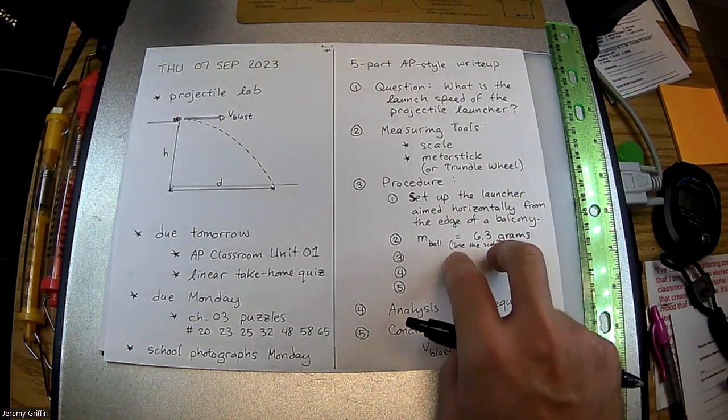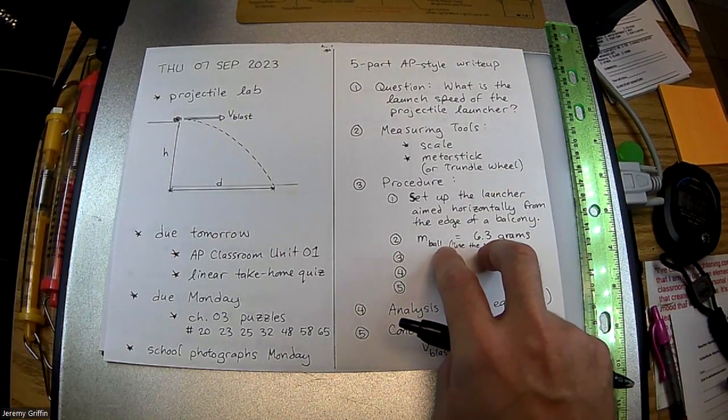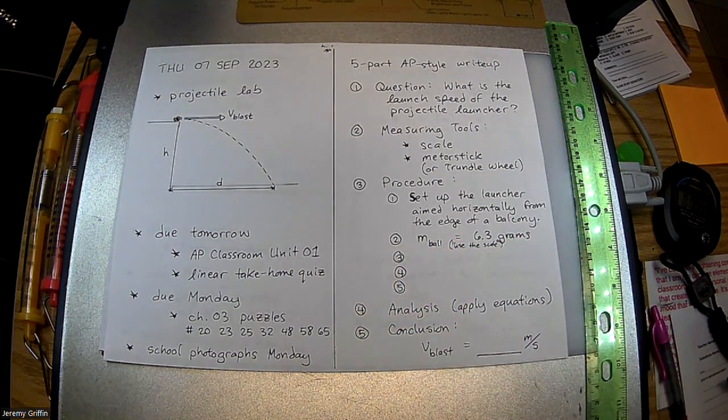Then you start using these measuring tools to measure certain things. You want to write as a sentence, use the scale to measure the mass of the ball. Mass of the ball, by the way, is 6.3 grams. I'll go ahead and give it to you.